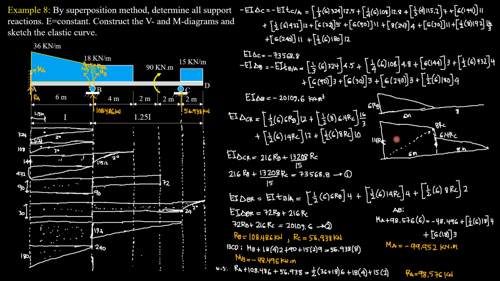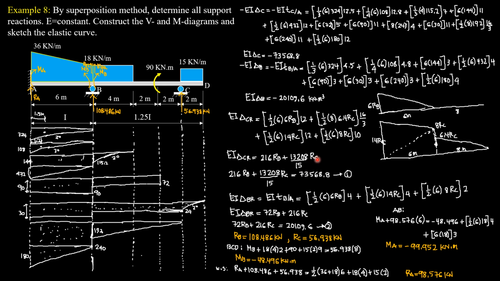Then for this area here, 1 half of 6 times 14 RC. And the moment arm is again 12. 14 minus 2 because that is 2. So 12. And finally, this area here, 1 half of 6 times 8 R sub C. The moment arm is 2 plus 8, so 10. Combining like terms, EI delta CR is 216 RB plus 13,208 over 15 R sub C.